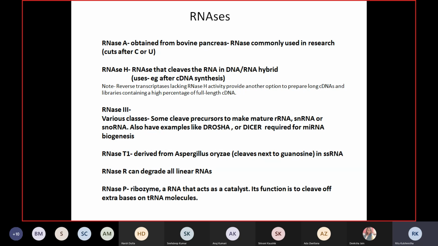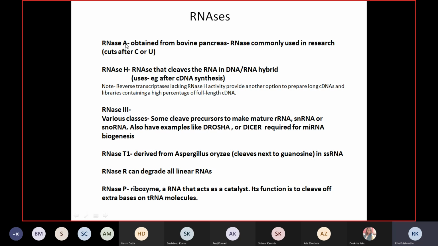Do we always go for a reverse transcriptase which has RNase H activity? No. In many cases, you may require reverse transcriptases which lack RNase H activity. In cases where you want to prepare longer cDNA, it is preferred that you use a reverse transcriptase which does not have RNase H activity.